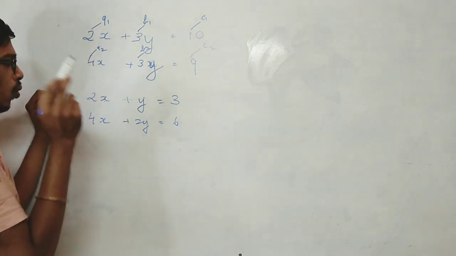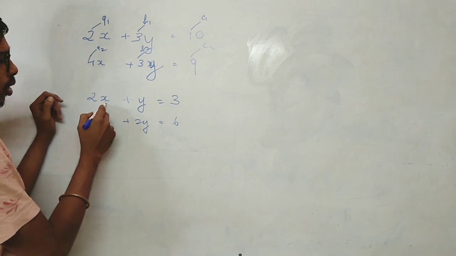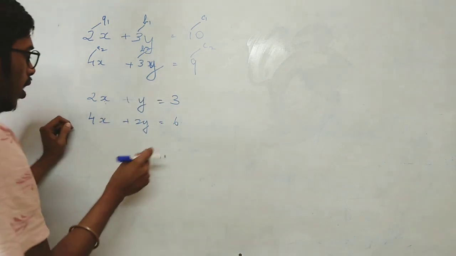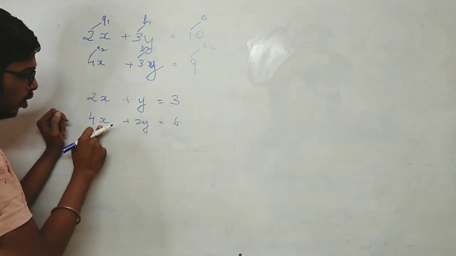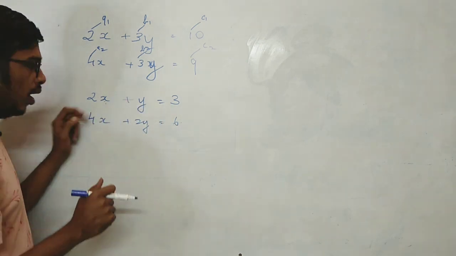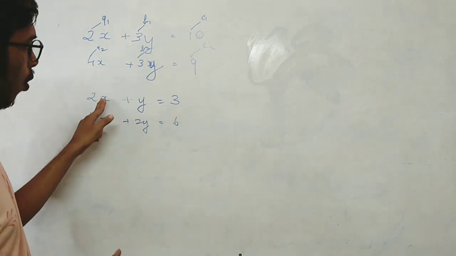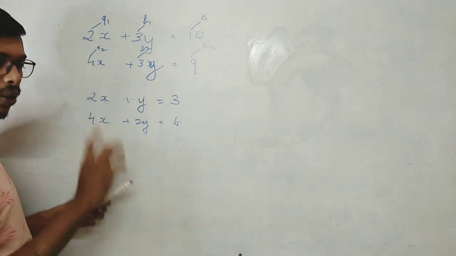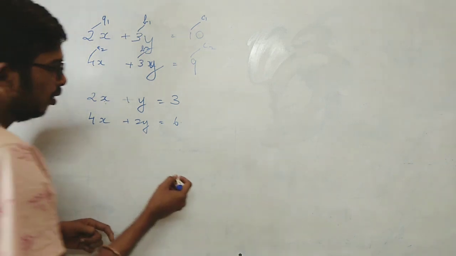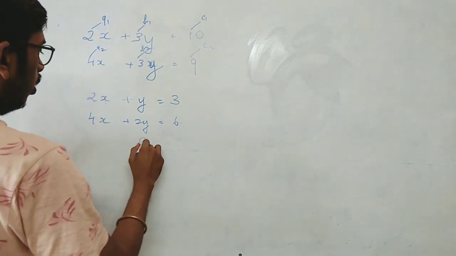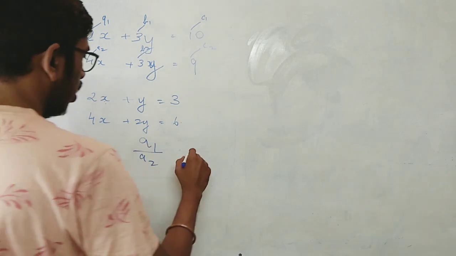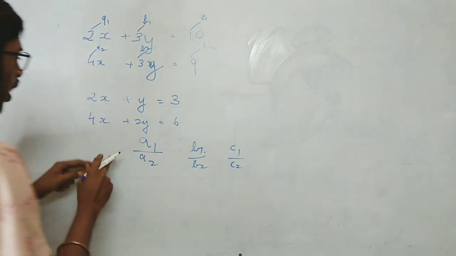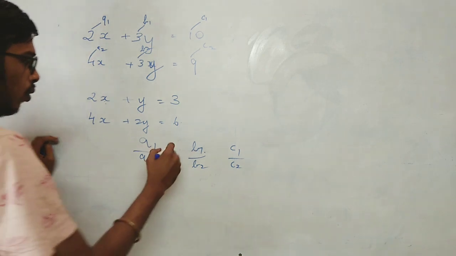Say here I am giving x as 2 and y as minus 1, so that we get the value 3. Even if I give the same value, x equal to 2, y equal to minus 1, in the second equation we get 6. Whatever value satisfies this equation also satisfies the other equation. That is, when we take A1 by A2, B1 by B2, C1 by C2, here we have 1 by 2, this is 1 by 2, this is 1 by 2.